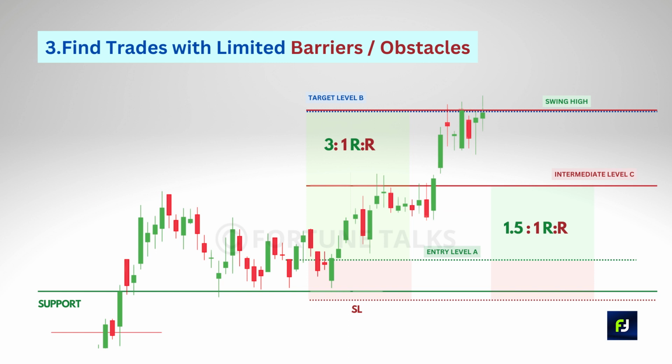For example, during an uptrend, you plan to buy at a swing low from a trend line and sell when the reversal from the next swing high happens. Let's say this trade has a 3:1 reward to risk ratio, but when you notice closely, there is an intermediate resistance level in between, which in this case can act as a barrier or obstacle to the up move. And since you can expect some selling pressure, your reward to risk reduces to 1:1.